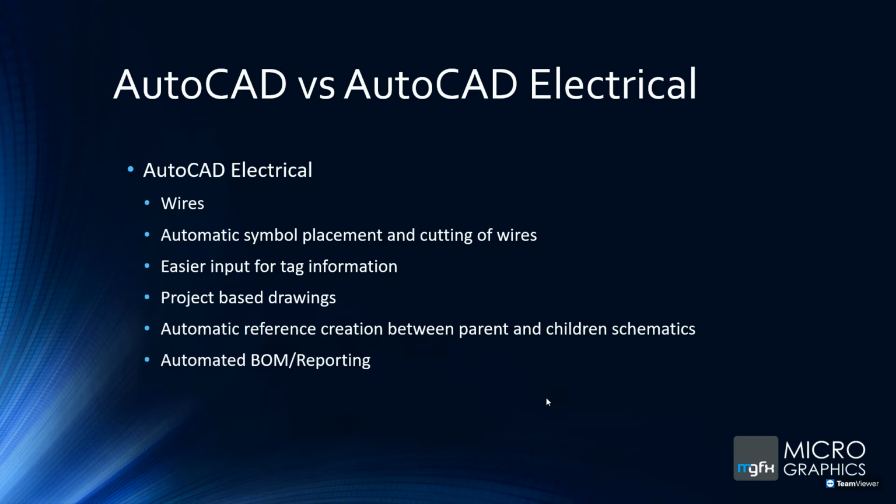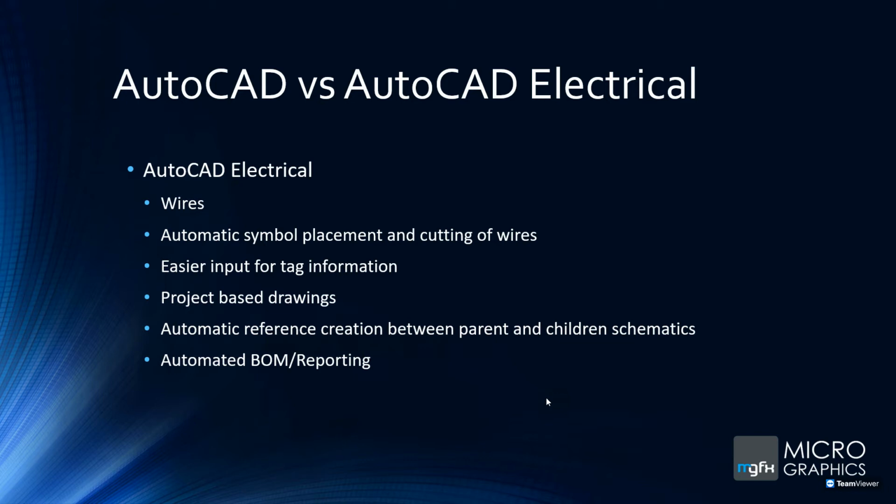Then there's automatic reference creation between parent and child schematics. So once again, the contact and relay. How do we know what contacts are linked to what relays? AutoCAD Electrical, because it's on a project-based database, will control all of that. If you go to your relay, you'll be able to see, okay, I've got 4 or 5 contacts linked to it. It's sitting on this page in this grid, A1, E10, or whatever it is, and whether that child contact is normally open or normally closed. It'll tell you exactly what that is.